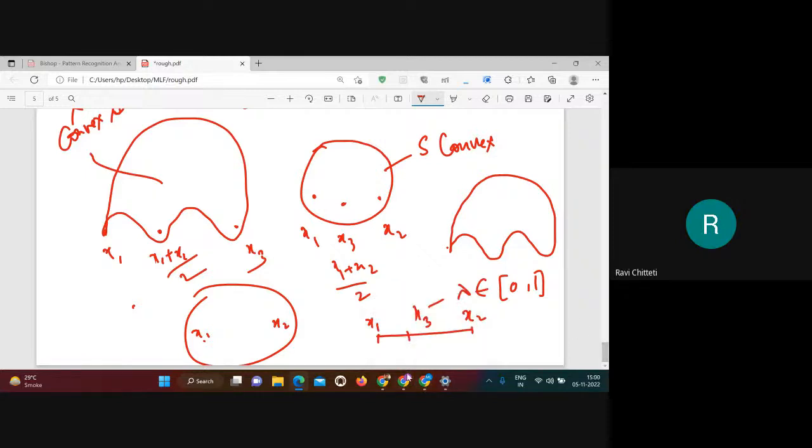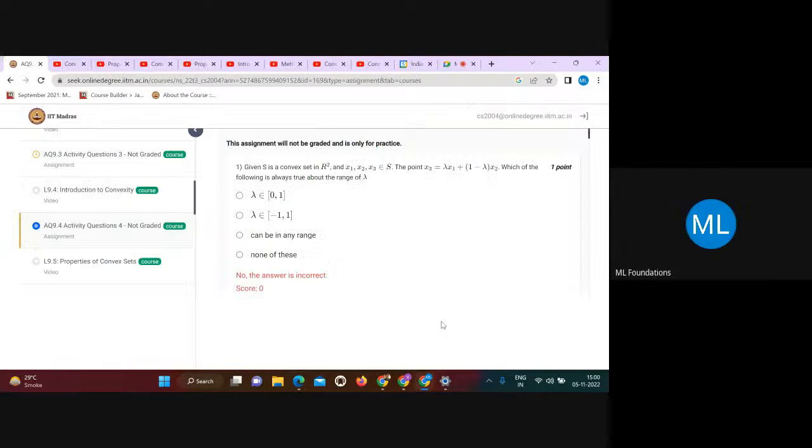Okay, maybe if we go back to the question once, please. It is not mentioned that lambda can take any value. It's a linear function, right? You take any combination, any lambda, it will be either within x1 and x2, or it will be outside of x1 and x2. It will be on that straight line, that's for sure. But it can go apart from that. Like it can go here also, right?